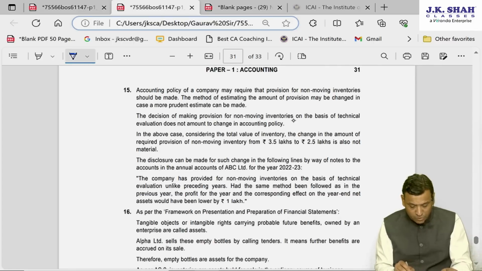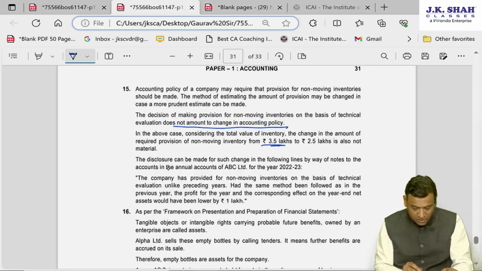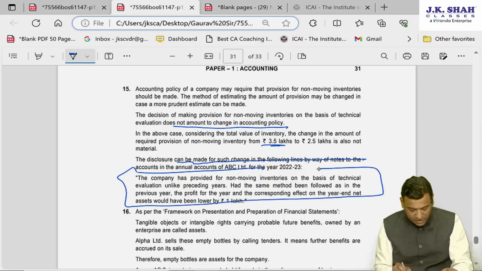The decision to make provisions based on technical evaluation does not amount to change in accounting policy. Earlier we were making provision, and the change is also not material. Disclosure can be made, not should be made, for such change. Okay, so this is the disclosure that we can make.